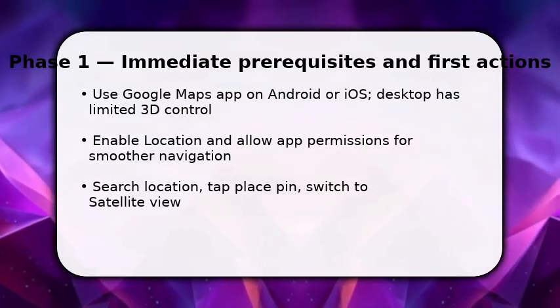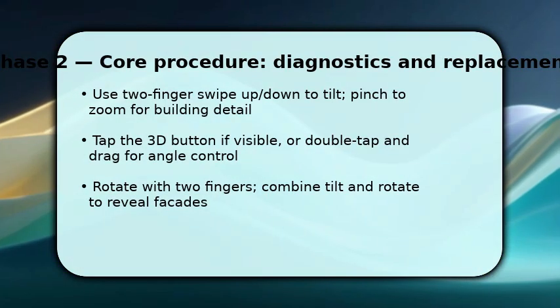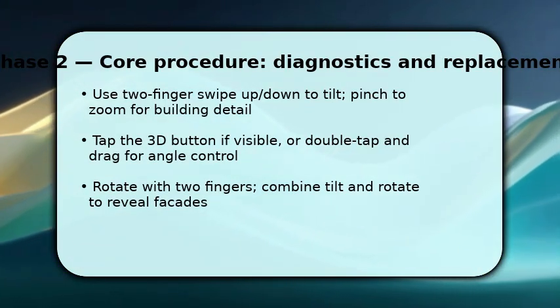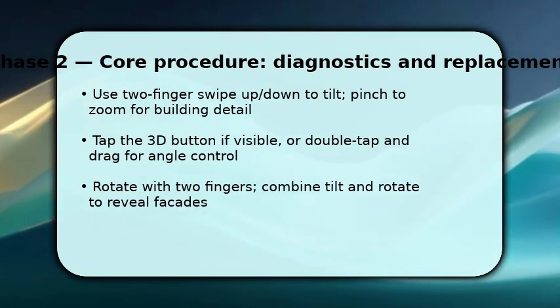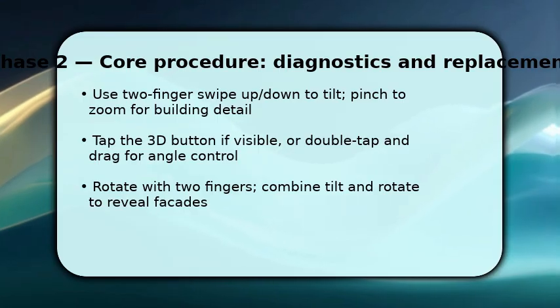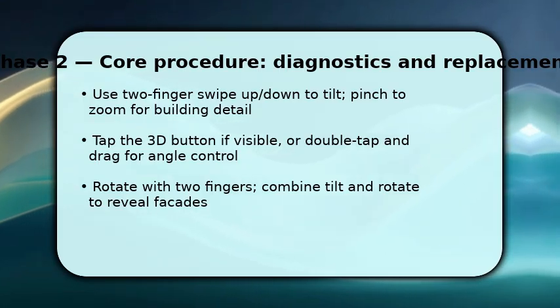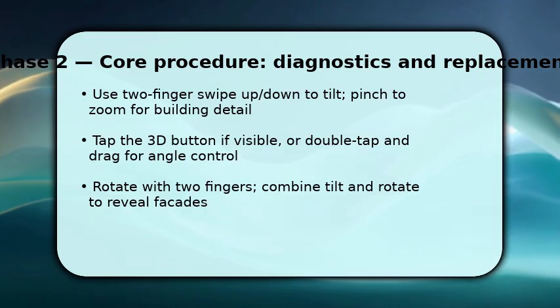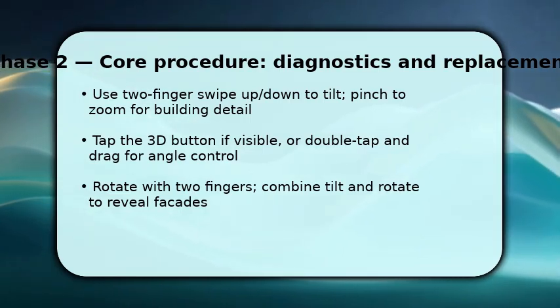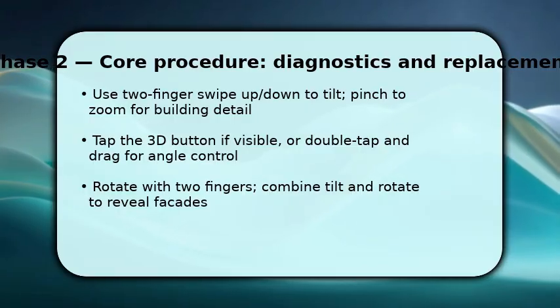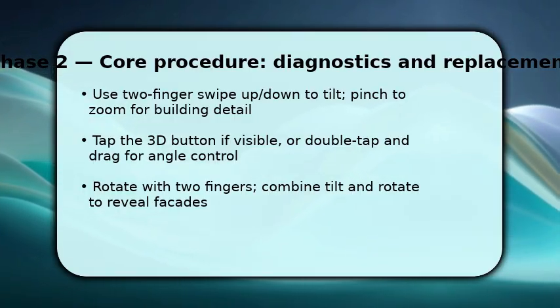Once you have satellite tiles, you make the scene 3D by tilting and rotating. You can use a 2-finger swipe upward to tilt the map toward the horizon, pinch to zoom in until buildings appear detailed. If a 3D button is present, tap it to stabilize perspective. Rotate with 2 fingers to view facades and align the view.